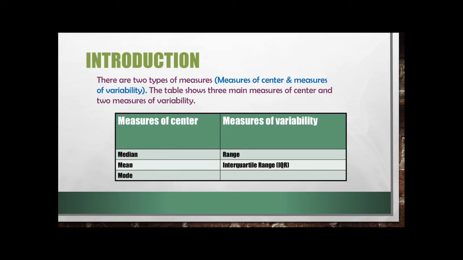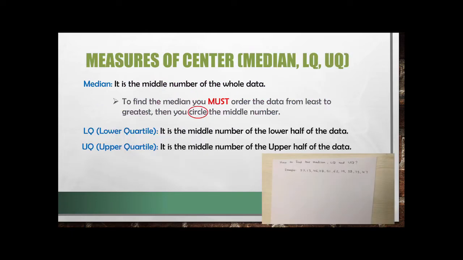There are two types of measures as we mentioned before: measures of center and measures of variability. The table shows three main measures of center, which are median, mean, and mode, and two measures of variability, which are range and interquartile range, or we can call it IQR.